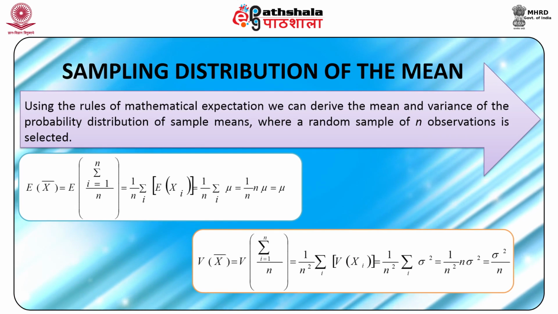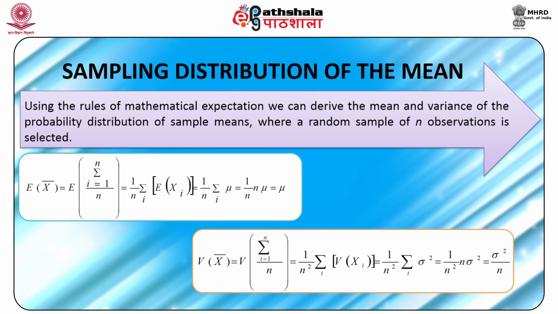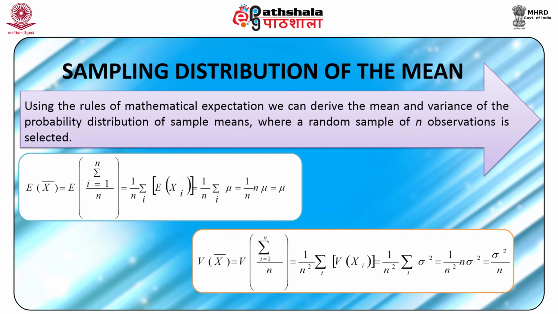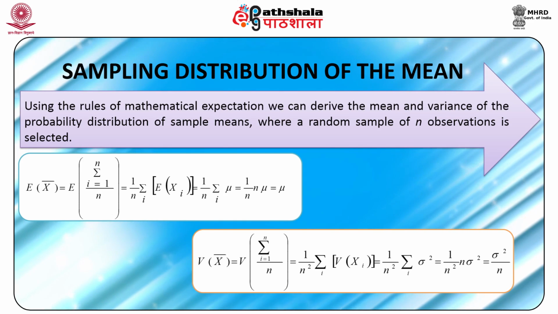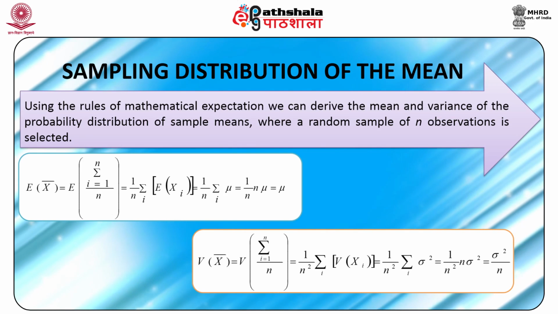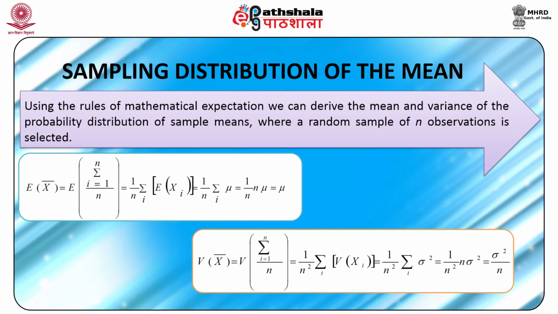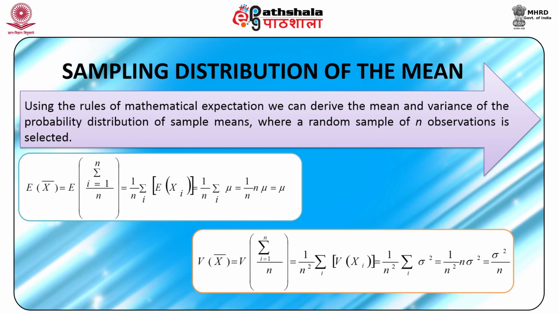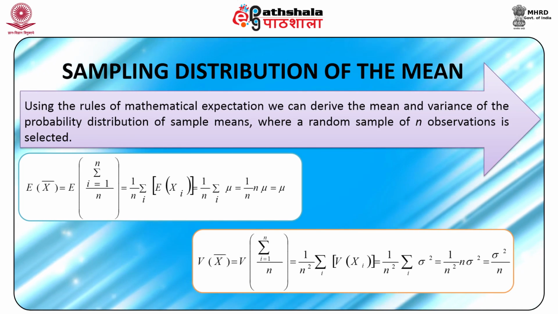Now we can use the rule of mathematical expectation and derive the mean and variance of the probability distribution of sample means, where a random sample of size n observations is selected. How do we do it? Let us see that. We can define expected value of x bar equal to expected value within bracket sigma xi, i from 1 to n divided by n.